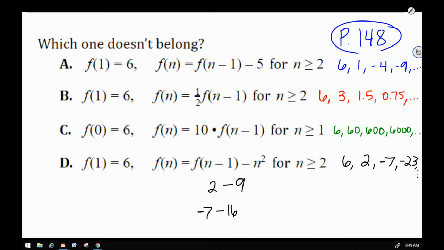Okay. What kind of sequence is sequence A? Is it arithmetic, geometric, or neither? Arithmetic, because it's subtracting 5, right? What about B?